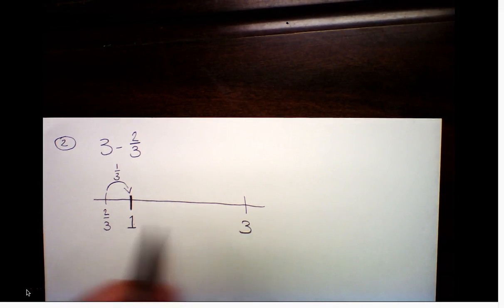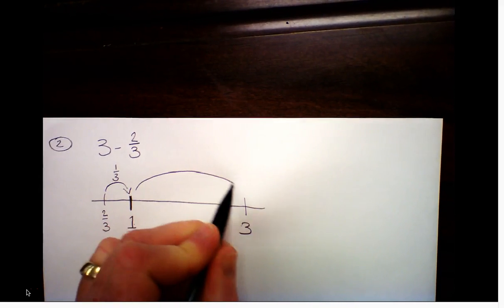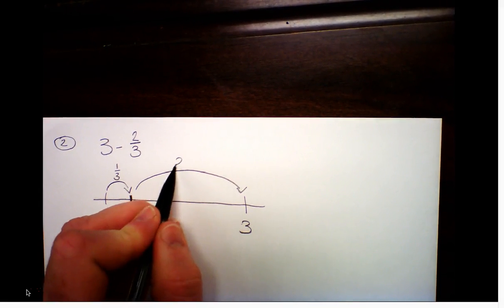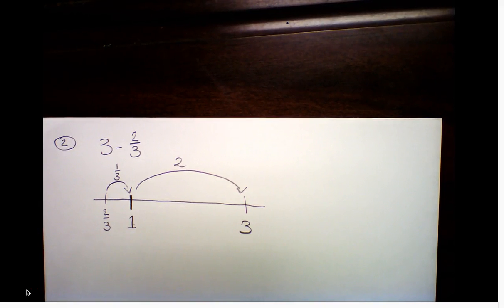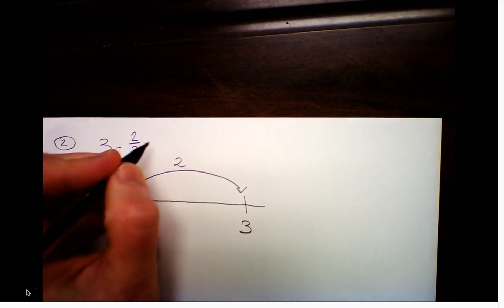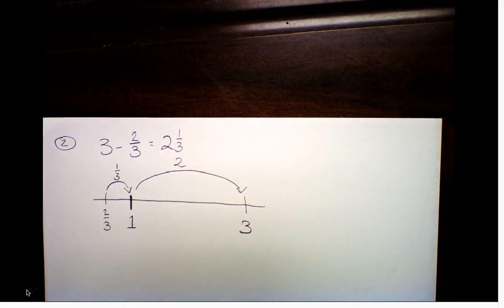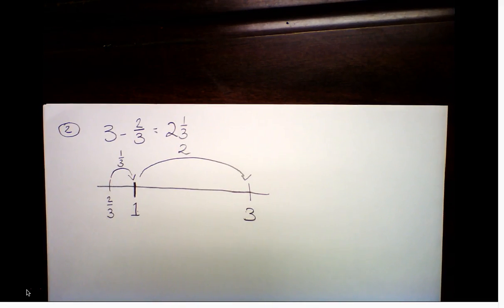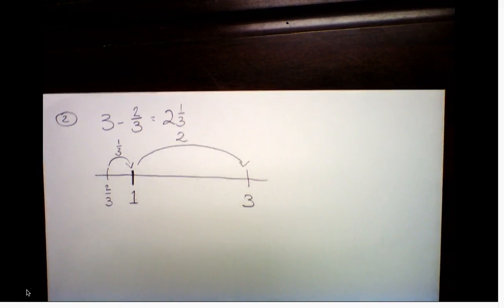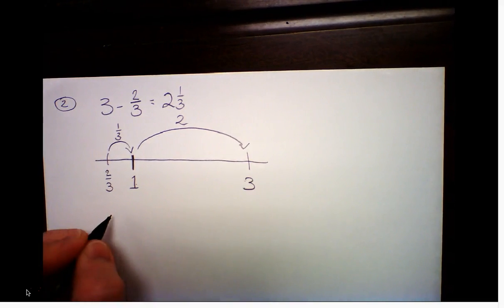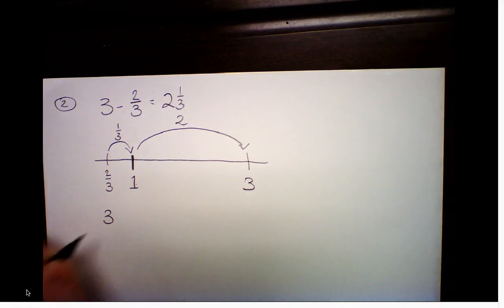And then from 1 to 3, that's 2 whole units. So we're done, right? 2/3 to 3 is 2 1/3. Okay. That's one way to go about the problem, is think about it in terms of a number line. The other way is to decide to create common denominators.